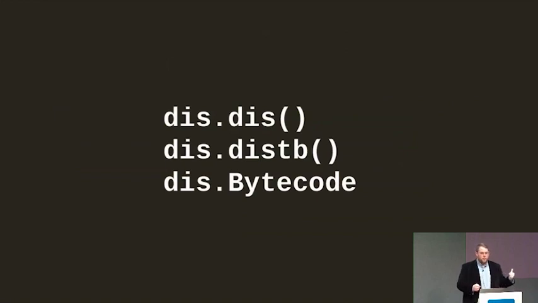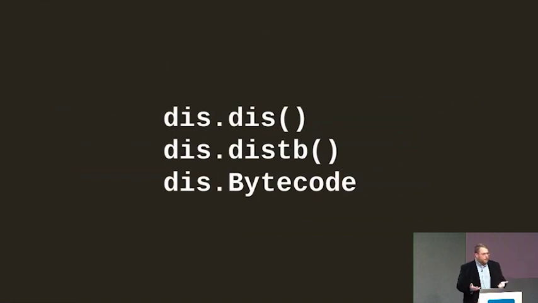The bytecode object returns you an instance of bytecode, which is iterable and yields up tuples representing the bytecode instructions, and each one has a bunch of useful attributes on it to tell you what's going on. Now this distb function, I really love. This is useful for debugging.